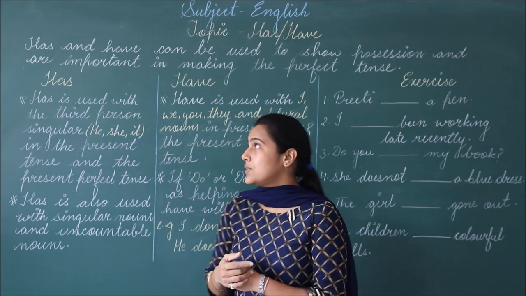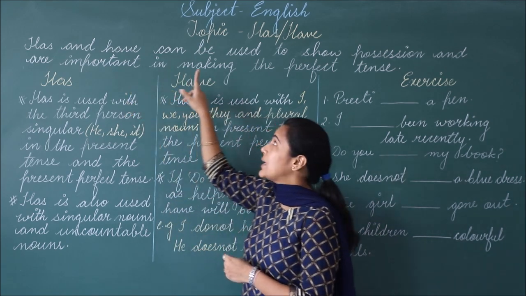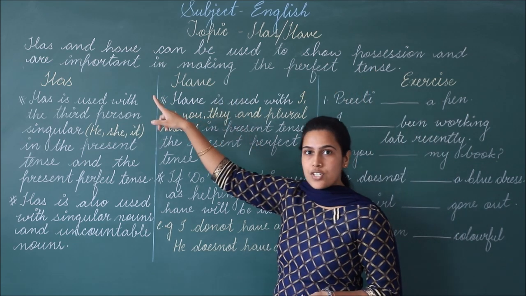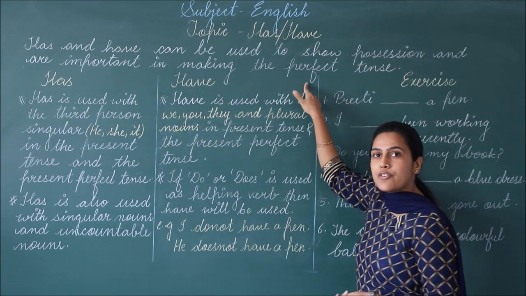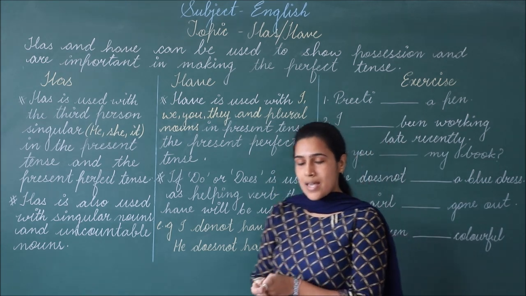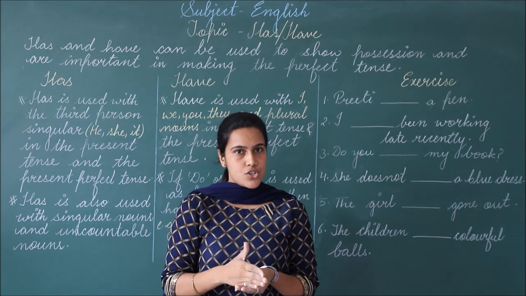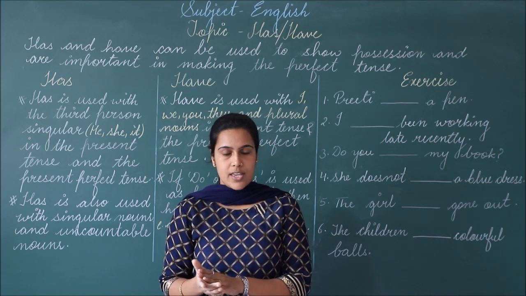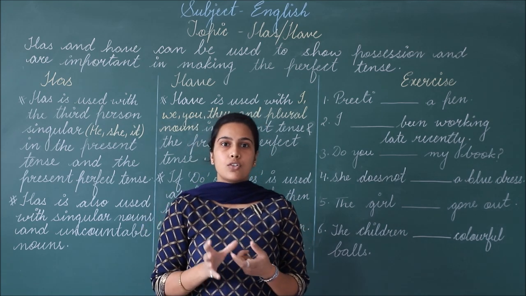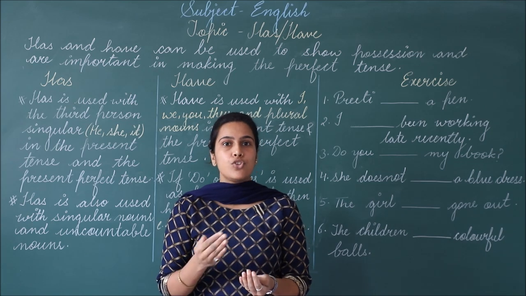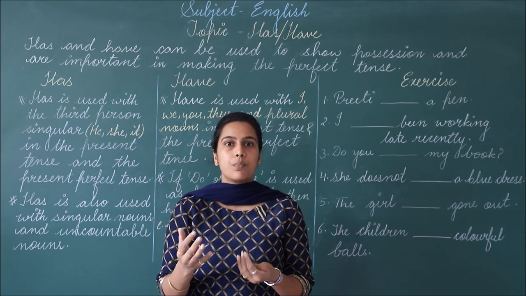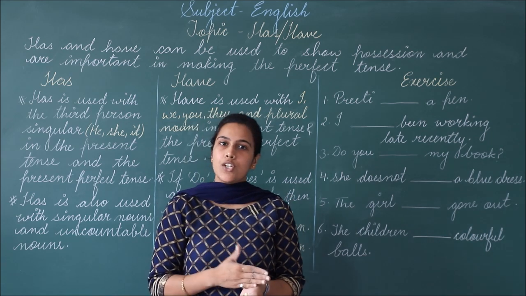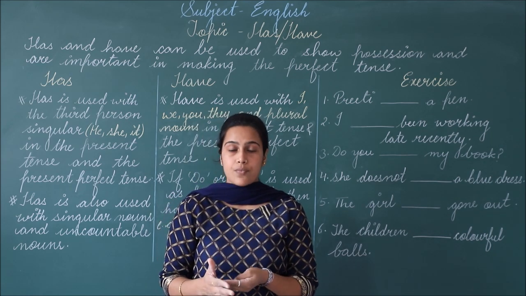So let's start. Has and have can be used to show possession and are important in making the perfect tense. Means has and have को हम possession show करने के लिए और perfect tense में इनका use करते हैं. Possession means to possess something. जब आपके पास कोई चीज़ होती है, जब आप किसी चीज़ की अपने साथ belongingness, ownership show करना चाहते हैं, then you use has or have.